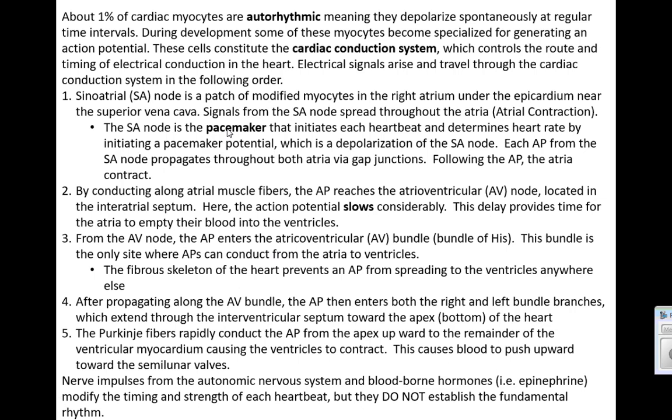The importance associated with the SA node is that not only does it create the action potential in the atria, but it also causes those atria to contract. Just like in skeletal muscle, when the muscle fibers in the heart become excited, they contract. So we describe the process as atrial depolarization, then atrial contraction.